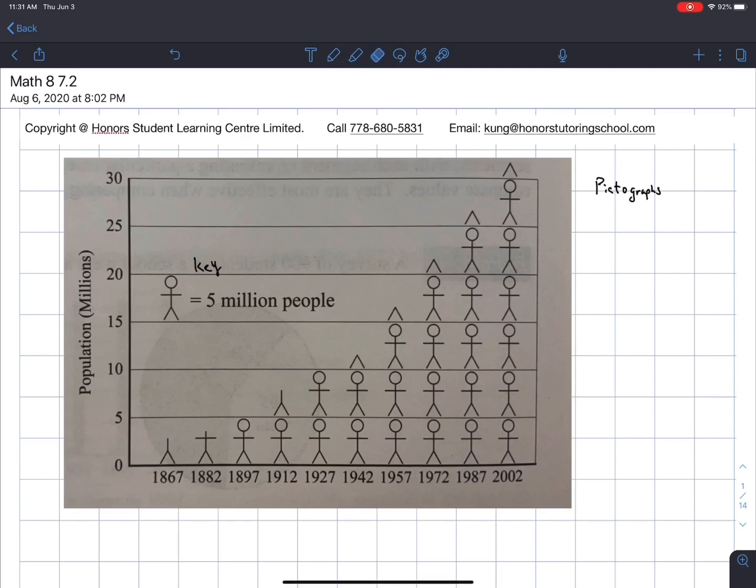Okay, so let's do the questions. This is question 1A. What was Canada's population in 1942? In 1942, we have 10 million and a little bit more. That looks like 11 or 12 million, so I'm just going to put 12 million people.